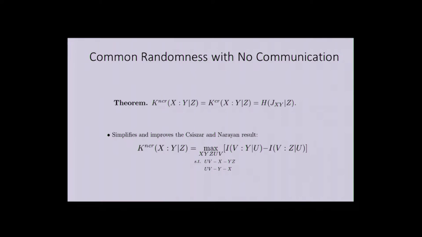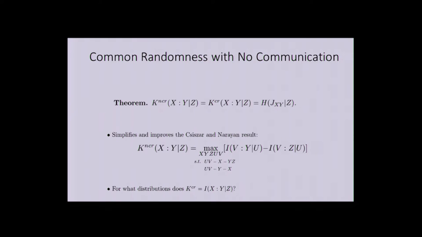This is nice for two reasons. One is that it simplifies and improves the Csiszár-Narayan result that I cited earlier. Remember, they had this maximization over auxiliary variables. And actually, we can just show that you don't need to do any maximization. It's just given by this. And also, we are able to consider the common randomness, which isn't explicitly done in this formula here.